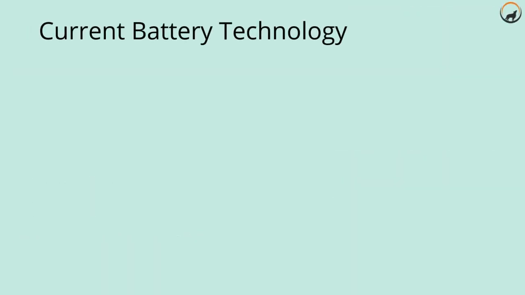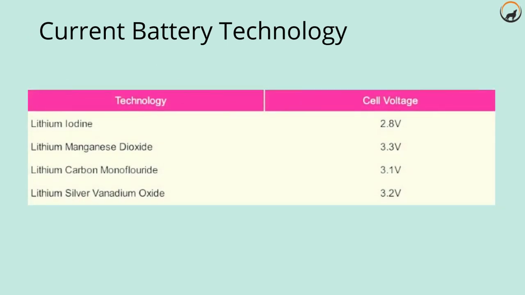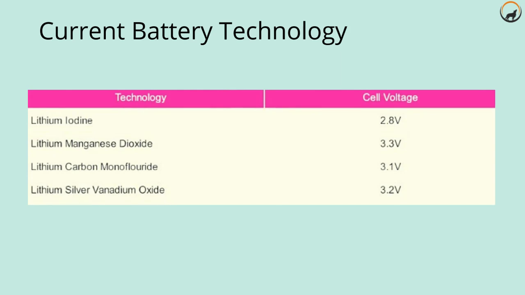This table shows the difference in the cell voltage of current battery technology. Cell voltage determines the battery's ability to generate pulse energy and charge the defibrillator. The battery with lithium iodine has 2.8 volts of cell voltage. A battery with lithium manganese dioxide has 3.3 volts of cell voltage. The battery with lithium carbon monofluoride has 3.1 volts of cell voltage. A battery with lithium silver vanadium oxide, commonly found in ICDs, has 3.2 volts of cell voltage.